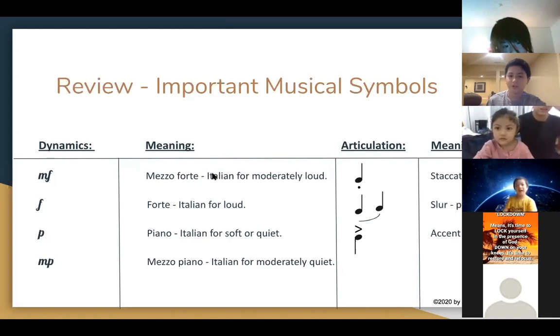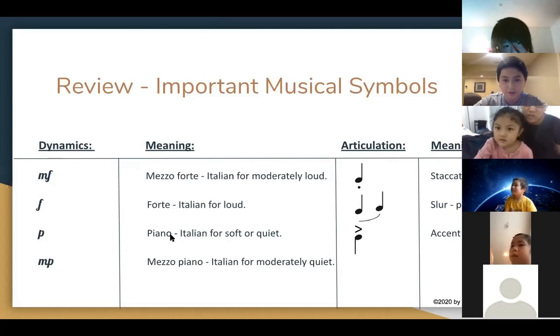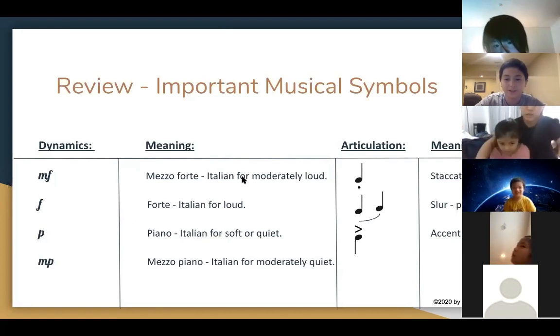Okay, and articulation is essentially how you play a note. The common types of articulation include staccato, which means detached or short. A slur means to play something smoothly, and an accent is a stressed note.